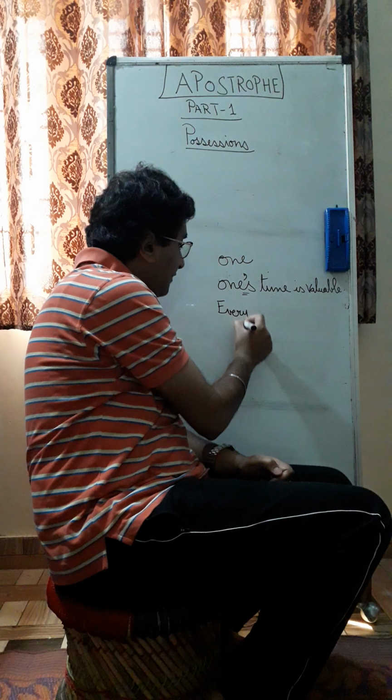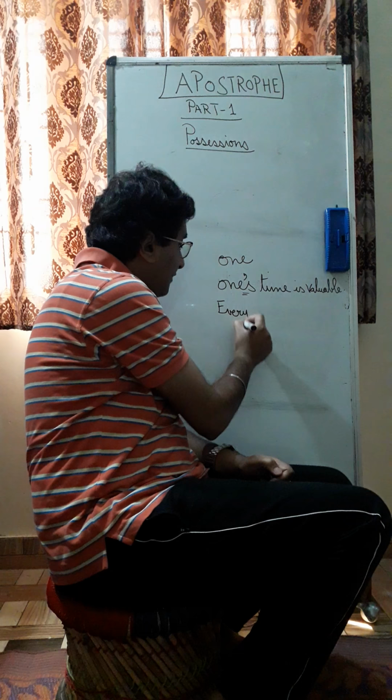Good morning, friends. Today we are going to talk about the apostrophe, the comma which you see above the S, right? In part 1, I'm going to talk about the apostrophe where it denotes possession. Possession means something belonging to someone.